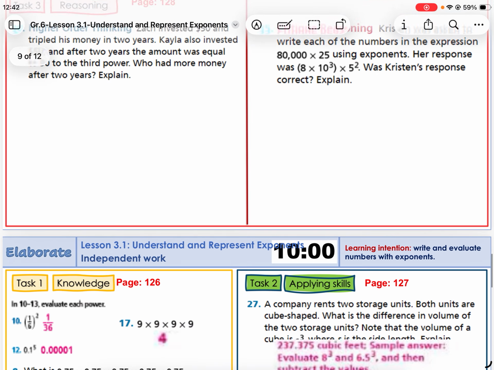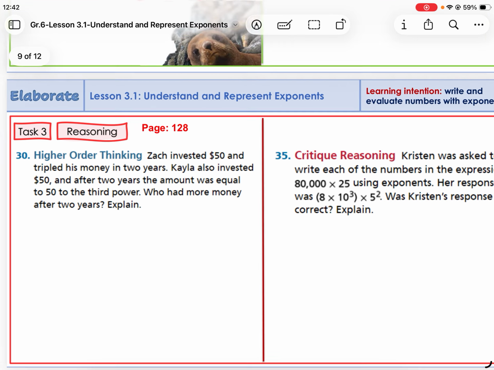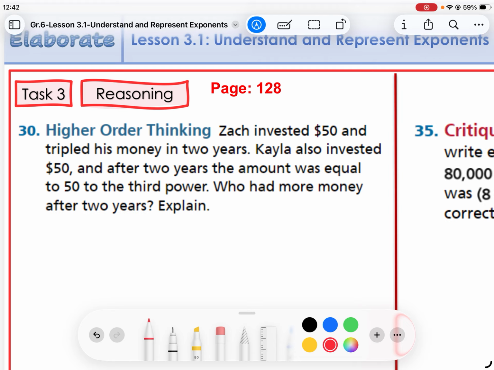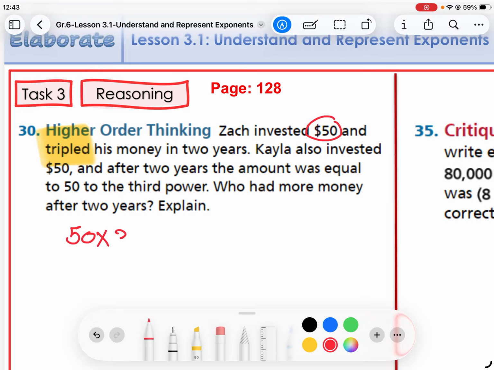Okay, I think these are the last 2 word problems that we're going to talk about. Now this real life application here, it's a word problem about Zach. He invested 50 and he tripled it. So what does that mean? Triple. You need to understand the keywords in math. Triple is related to double. Double means times 2, so triple will mean times 3. So it's the same as 50 times 3.